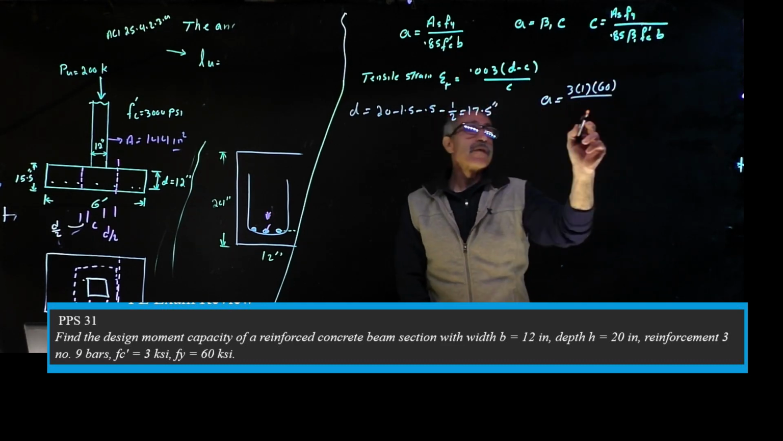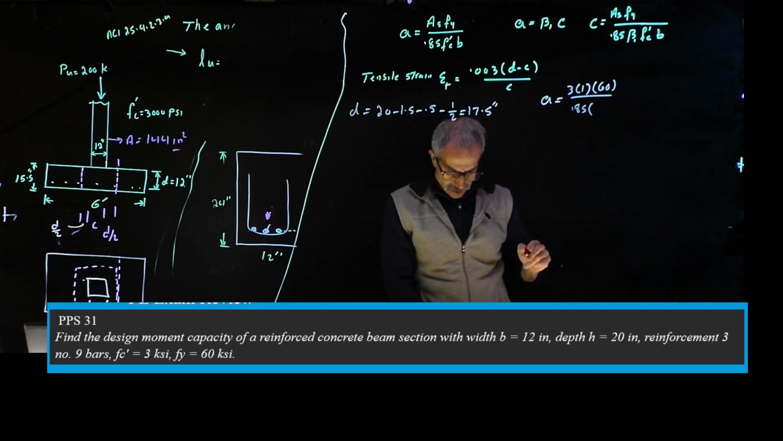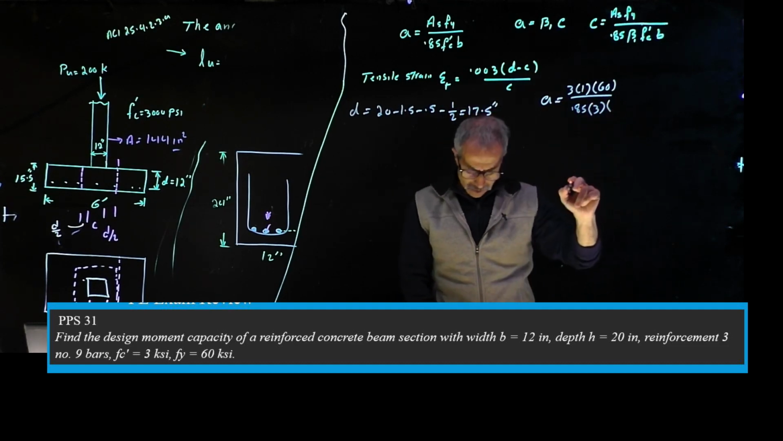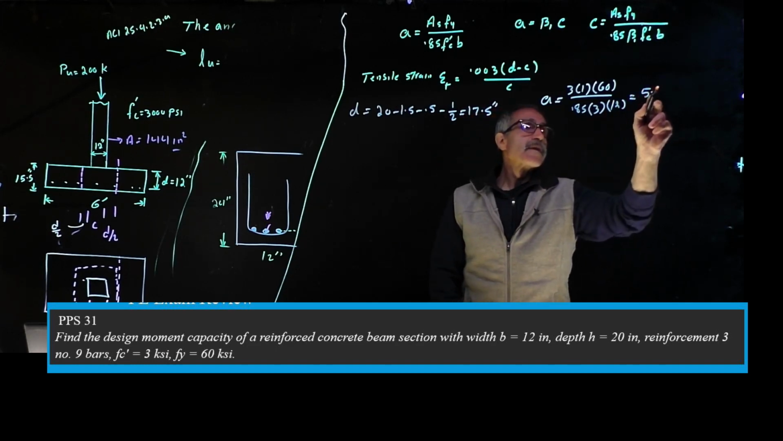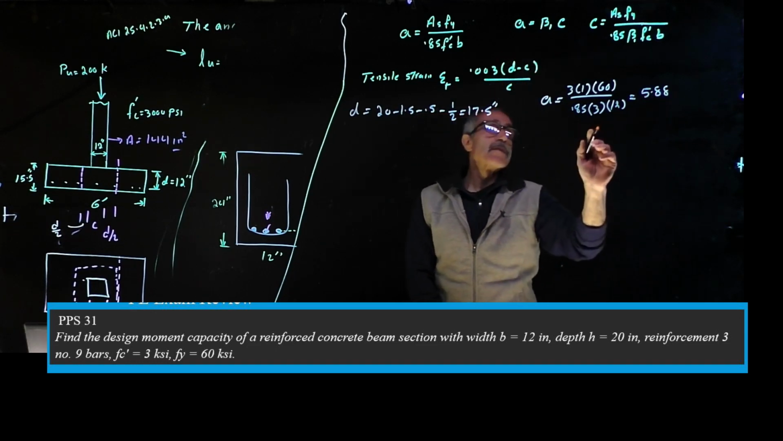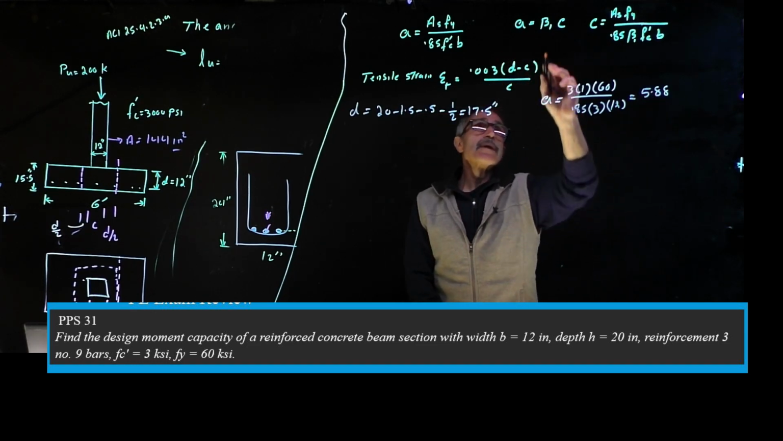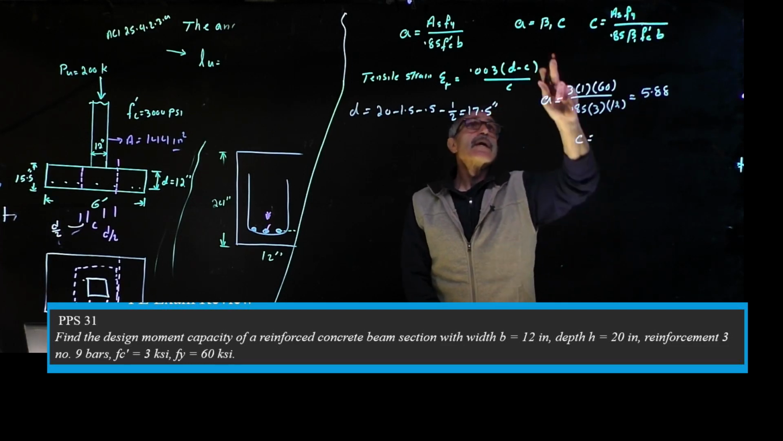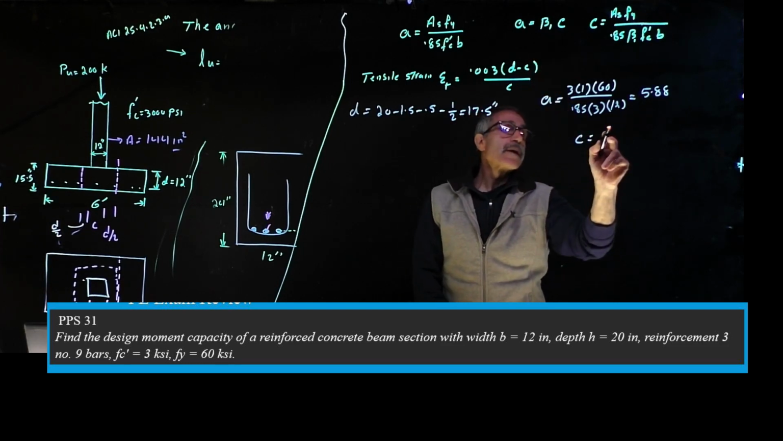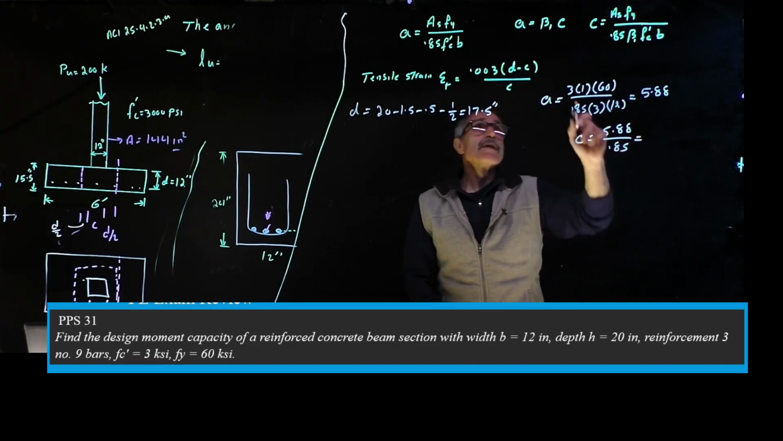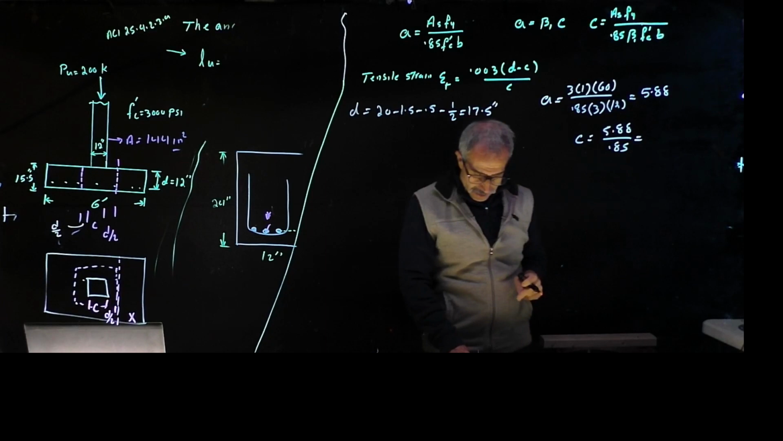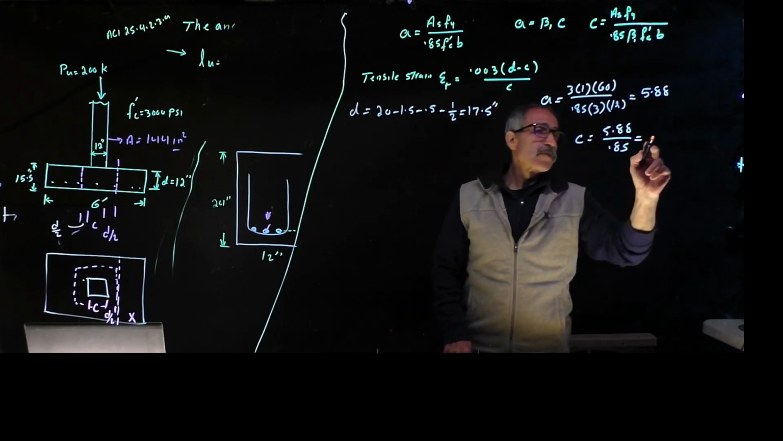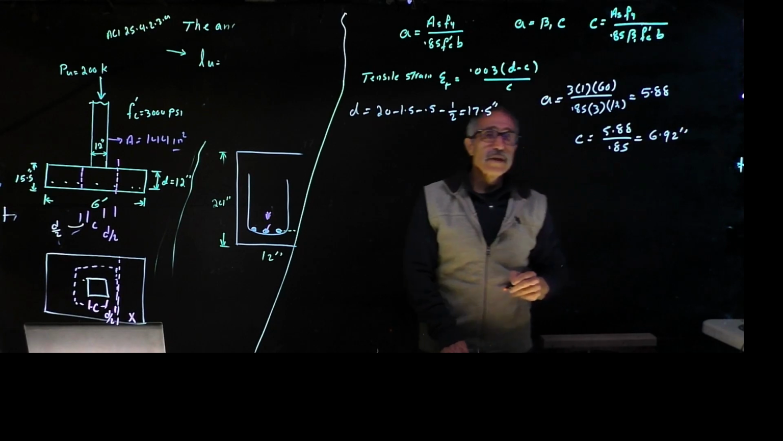Divide that by 0.85. And I thought it was 3,000 pound concrete, yeah. And multiply by B, which is 12. So that will give us 5.88. And the depth of my block is going to be right here. So C is going to be A divided by beta 1. Beta 1 is 0.85. This is basically this equation right here. Okay, you can put it together yourself. Think about it. So now that's going to come out to be 6.92. So that's the depth of our neutral axis.